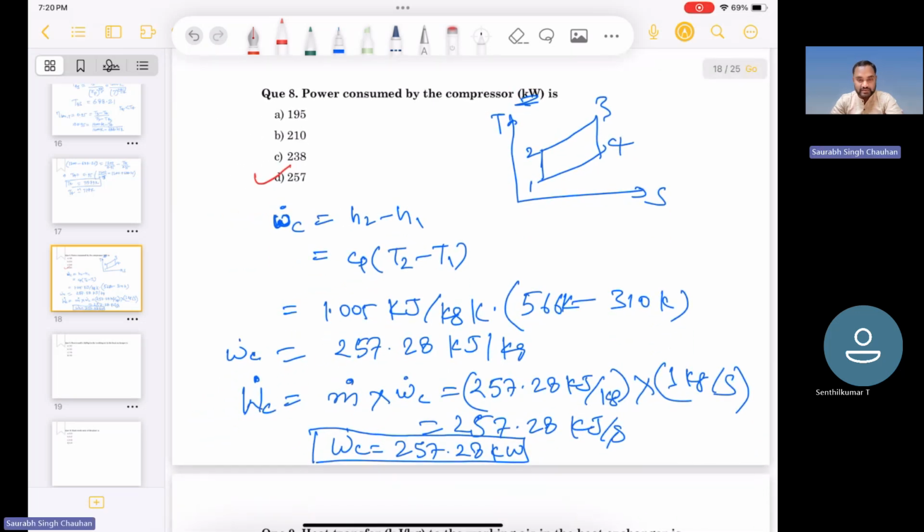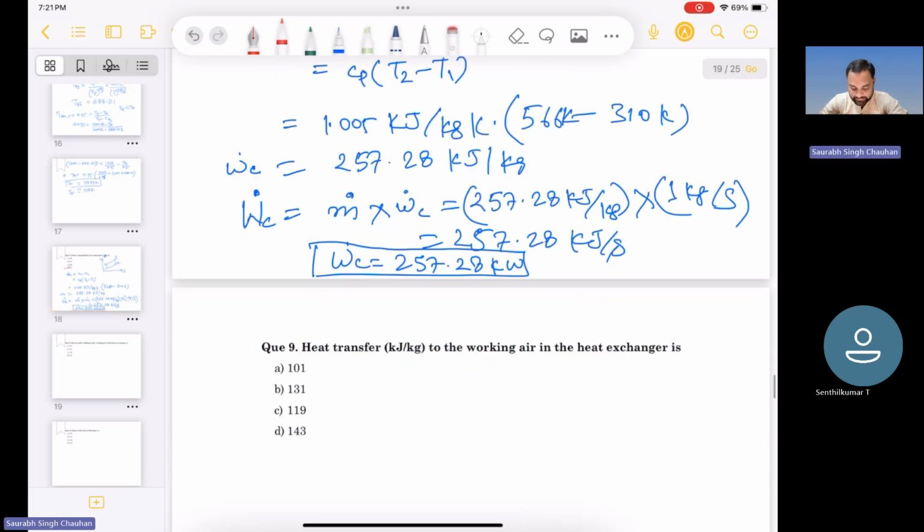So this is very simple. Whether you need to find the work input to the compressor, it will be H2 minus H1. Heat supplied in the combustion chamber, it will be H3 minus H2. Work output of the turbine, it will be H3 minus H4, right? If you know the temperature, then you can easily find the H.